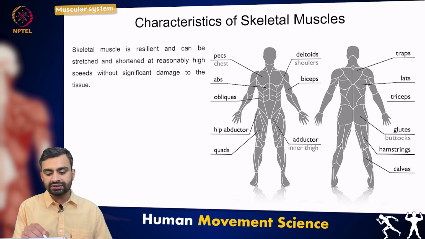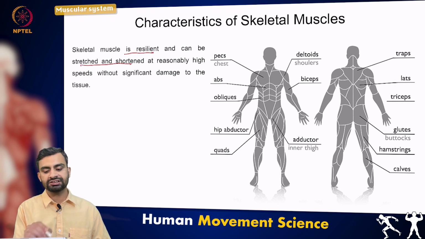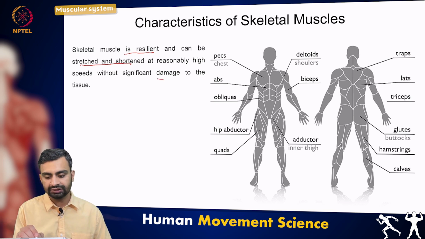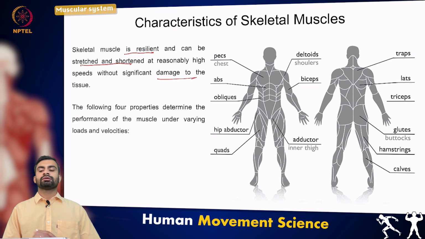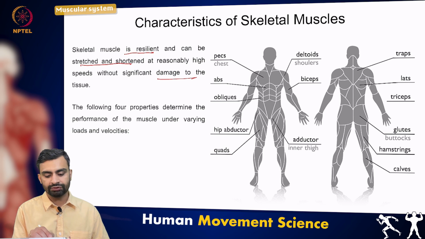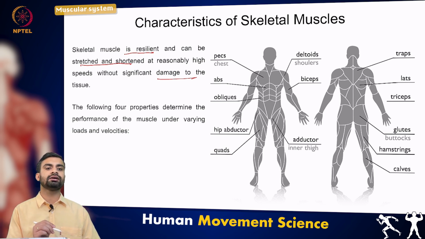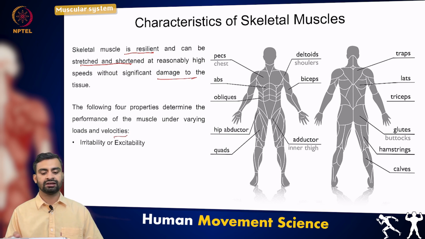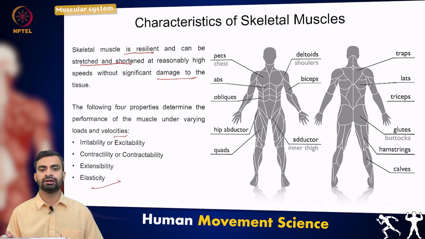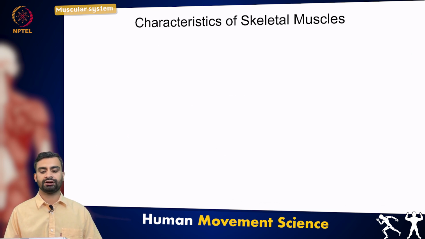Skeletal muscle is very resilient in nature and can be stretched and shortened at reasonably high speed without significant damage to the tissue. There are four main properties of skeletal muscles which help determine the performance of muscle under varying conditions such as various loads and velocities. These are irritability or excitability, contractility or contractibility, extensibility, and elasticity. Let's look at these one by one now.